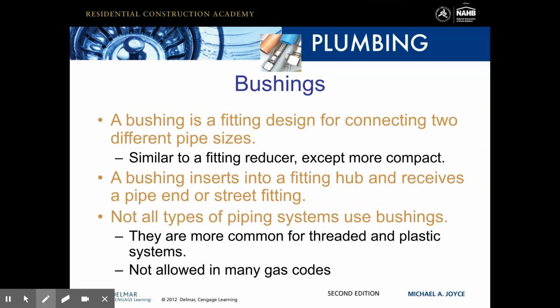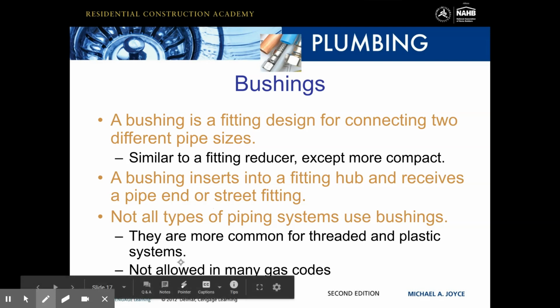A bushing is a fitting designed for connecting two different pipe sizes. It's similar to a fitting reducer, except it's more compact. A bushing inserts into a fitting hub and receives a pipe end or a street fitting. Not all types of piping systems use bushings. They're more common for threaded and plastic systems, and they are not allowed in many gas codes.